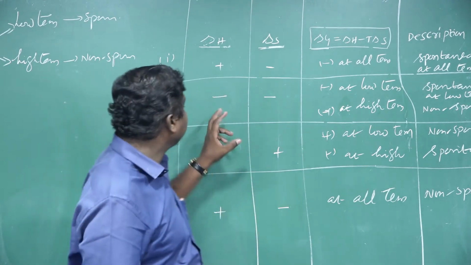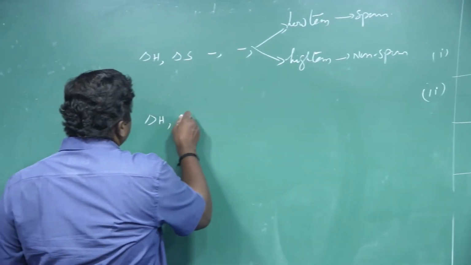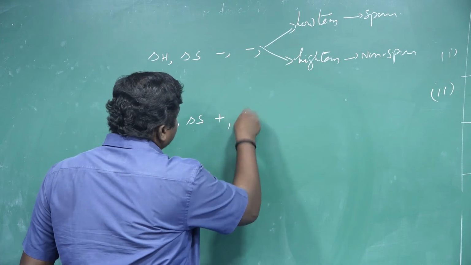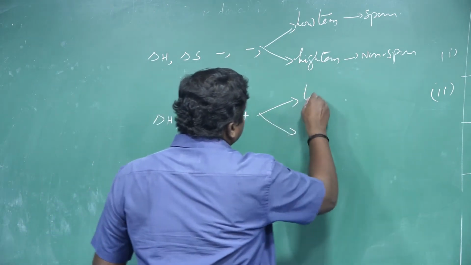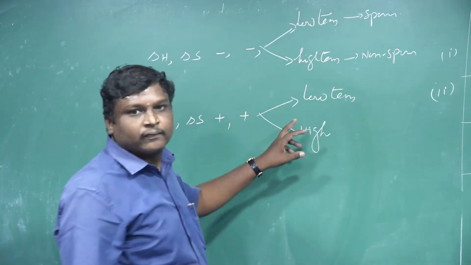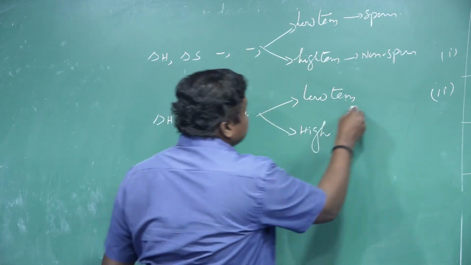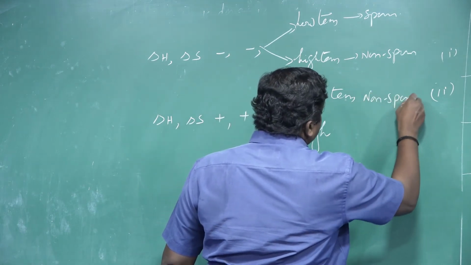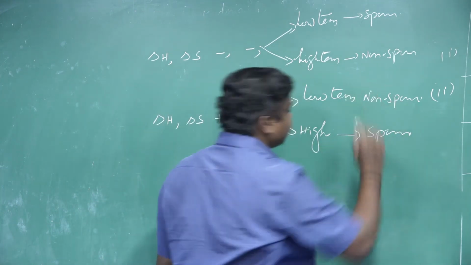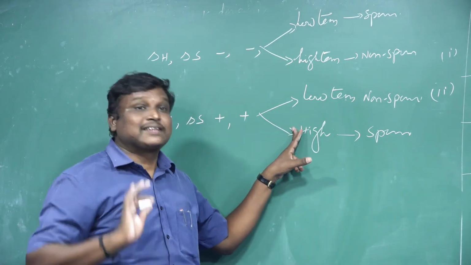Suppose both del H and del S are positive. At low temperature the reaction becomes non-spontaneous. At high temperature the reaction becomes spontaneous. A very famous example is the melting of a solid.